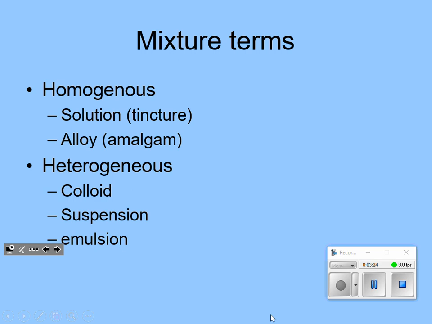A suspension isn't just what Mr. Borowski comes in here to hand out to you guys every now and then. In a chemistry term, a suspension is when you try to mix two things together and they can't. So they settle to the bottom over time.